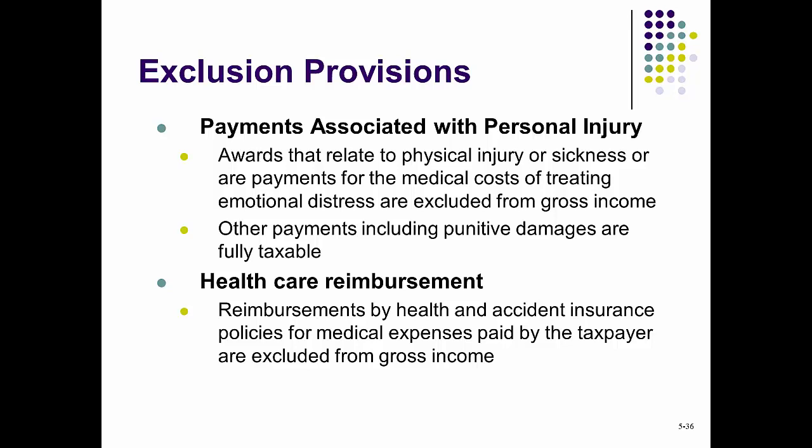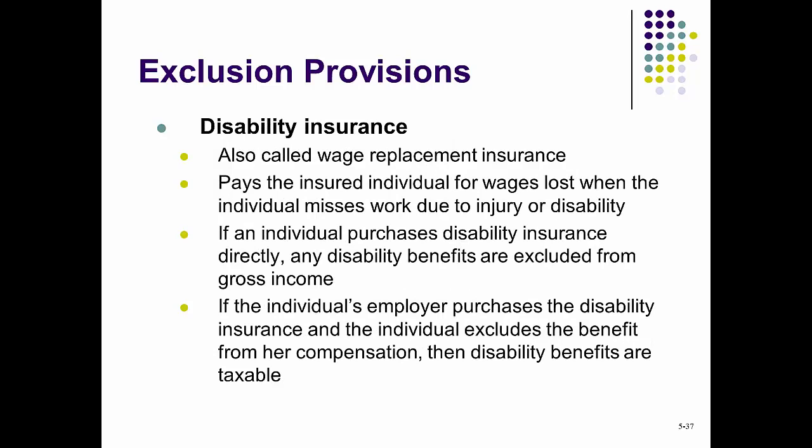What about healthcare reimbursement? Any reimbursement a taxpayer receives from a health and accident insurance policy for medical expenses paid by the taxpayer during the current year is excluded from income. What about disability insurance? If an individual purchases disability insurance directly, the cost of the policy is not deductible, but any disability benefits are excluded from income. Only payments a taxpayer receives from an employer-purchased policy are included in an employee's gross income. Reference example 5-31 on page 5-30.